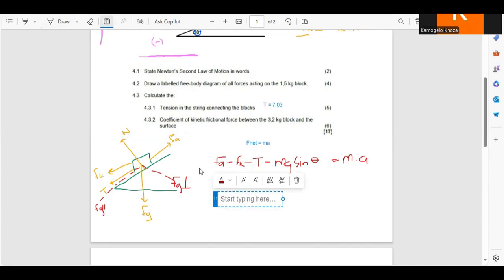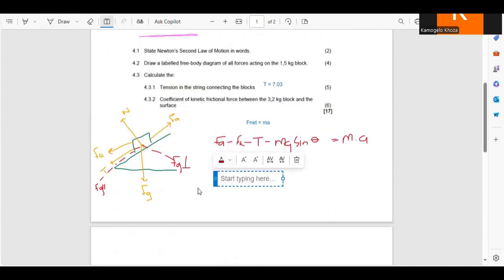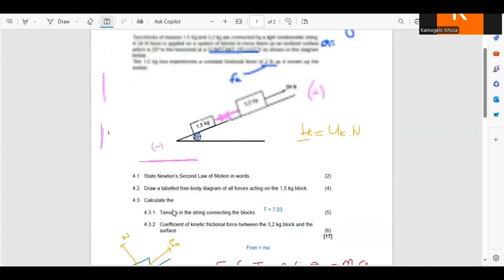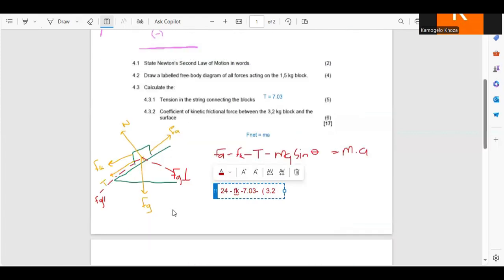Now let's substitute what we have. What is our force applied? Our force applied is 24. Frictional force is what we're looking for, so I'm going to say minus Fk. What about tension? We have calculated tension before as 7,03, right? Minus mg sine theta. What is our mass? Our mass in this case is 3,2. Gravitational acceleration is always 9,8 sine 20. And this is equal to our mass, which is 3,2, multiplied by our acceleration, which is 0. Remember, it's moving at a constant velocity.